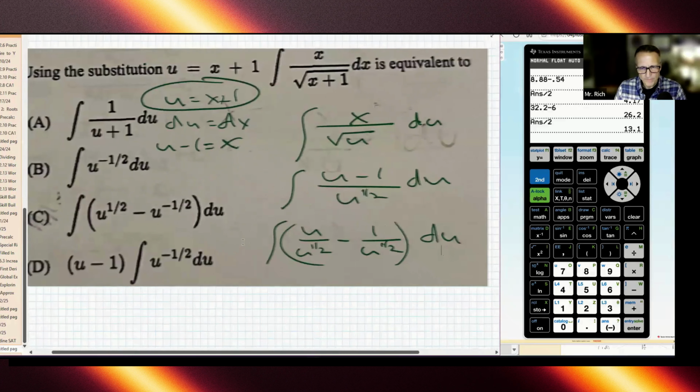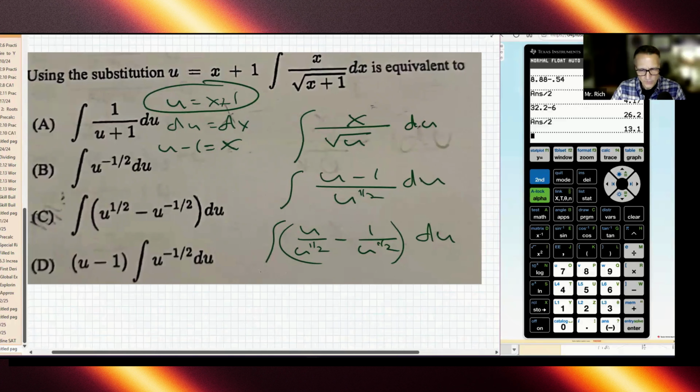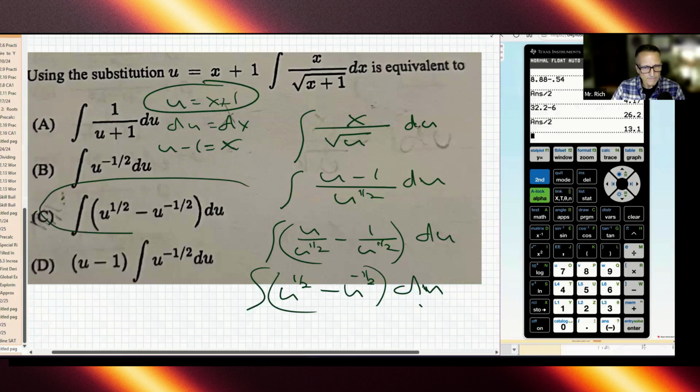So anyways, that's going to be the integral of u to the minus 1/2. No, u to the 1/2, because it's 1 minus 1/2. So that's u to the 1/2 minus u to the minus 1/2 when I use the negative exponent rule right there. I think that's as far as they wanted us to go. Yeah, I think that's going to be it right there, Taylor. That's how we got there.